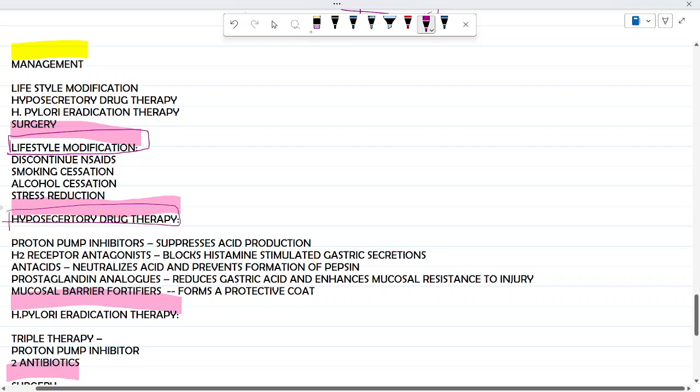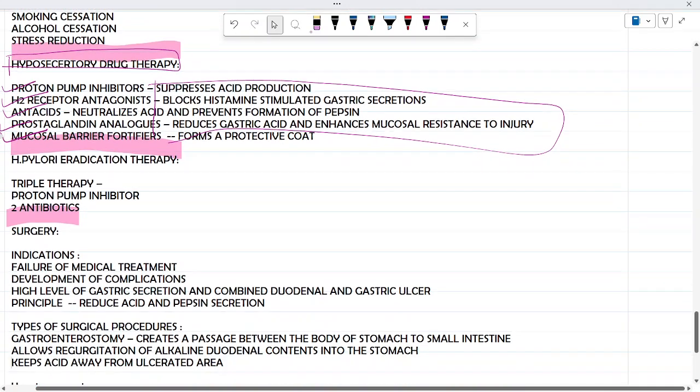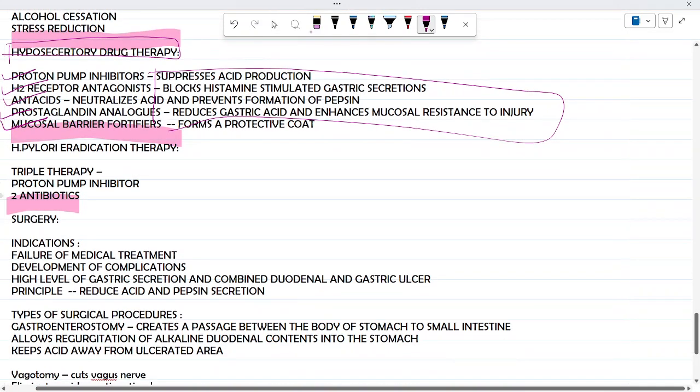Hyposecretory drug therapy, it involves proton pump inhibitors, H2 receptor antagonists, antacids, prostaglandin analogs, and the mucosal barrier fortifiers. Now, this is the function that it performs. Okay. H. pylori eradication therapy, triple therapy is usually suggested or is done. There is a proton pump inhibitor given along with two antibiotics.